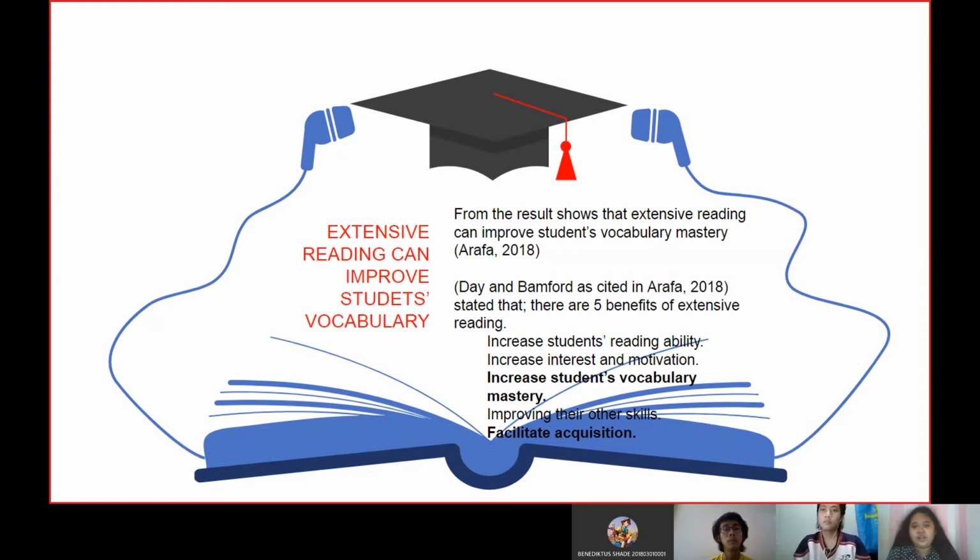You know what extensive reading is? Extensive reading basically is reading a novel or reading news. We do it outside the class. According to Day and Bamford, as cited in Arafa 2016, there are 5 benefits, but let's focus on the bold ones: increase students' vocabulary mastery and facilitate acquisition. So basically, extensive reading can improve students' vocabulary mastery and also facilitate acquisition while they are learning a new language.